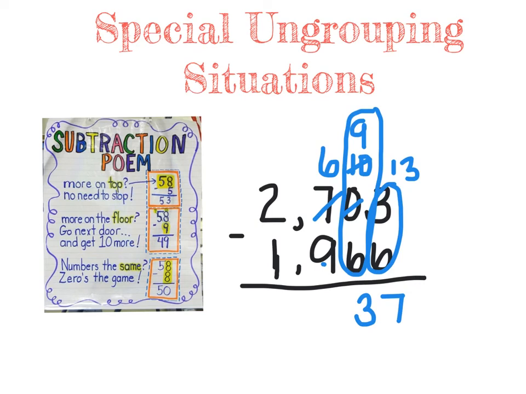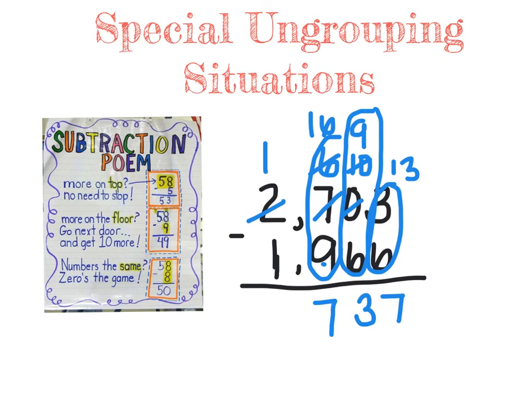I'm going to be solving the hundreds column, which I'm going to circle again. So my problem here says 6 minus 9. Well, there's more on the floor, so I have to go next door and get 10 more. So my 2 becomes a 1, and my 6 becomes a 16 because 6 plus 10 equals 16. So 16 minus 9 equals 7.